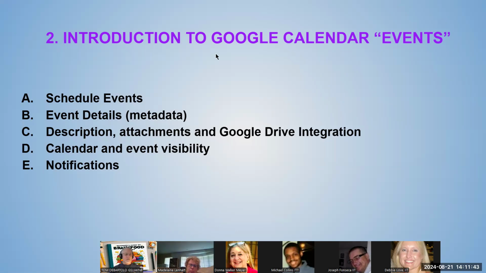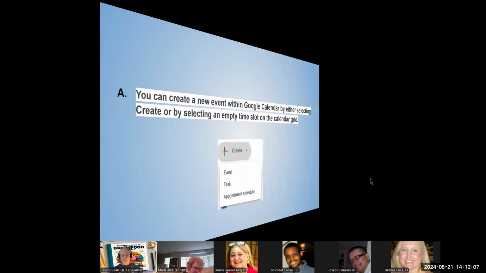Now, when you're in your calendar, you can do different things with it. You can schedule events. It will give you event details. You can put in the details of the events, and you can add descriptions, attachments, and the Google Drive integration back and forth, calendar and event visibility and notifications. Now I'm going to go over this for you so you can understand what this means.